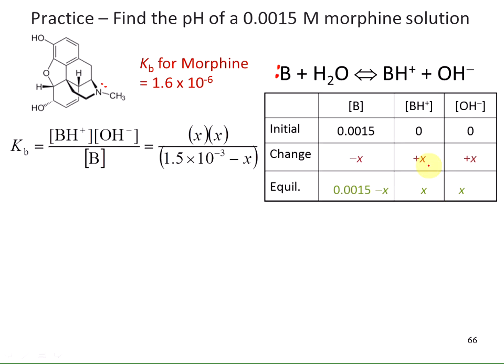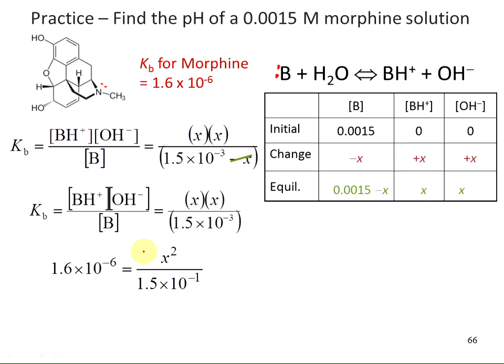Now that we've got our ice table set up, we can set up our mass action equation. So our products over our reactants, so the BH plus times the hydroxide concentration over our initial B concentration. And we can plug those values in from the ice table. And again, we're going to assume that X is so small in comparison to the 1.5 times 10 to the minus third. We're going to use that approximation.